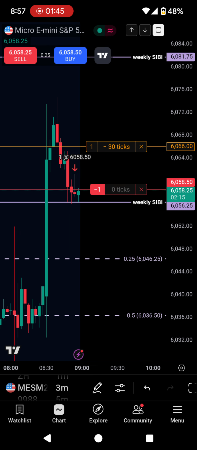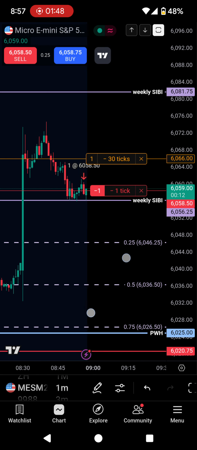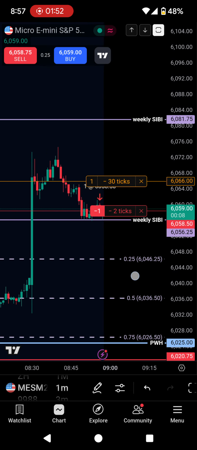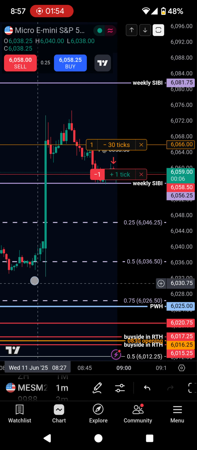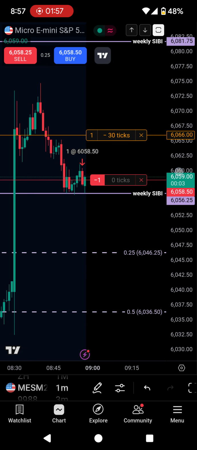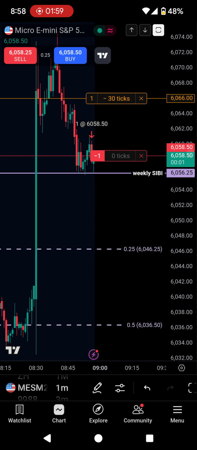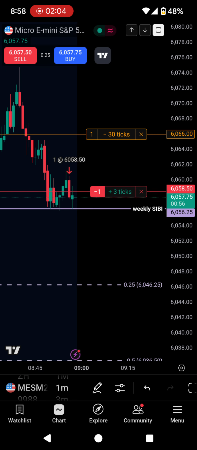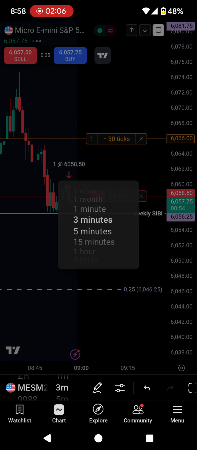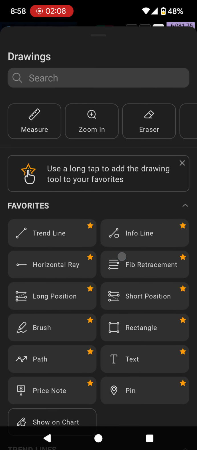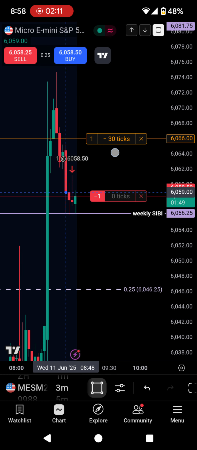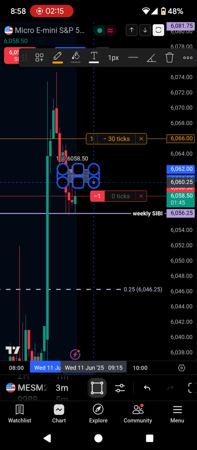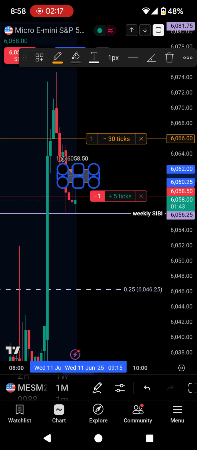Okay, so for the target, where shall we aim? Let's say here's the low, so I'll just go for 5 handles, okay? Actually, you can see here we got a fair value gap as well. But let's draw the 3-minute fair value gap and see how it looks on the 1 minute. Yeah, so CPI we don't gamble. We trade after the CPI.